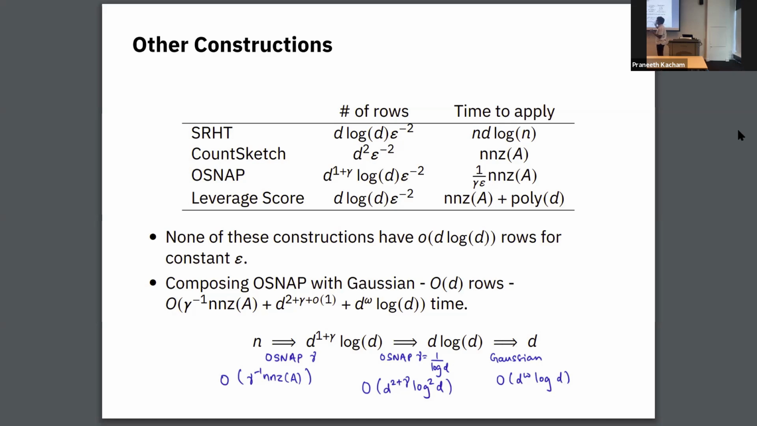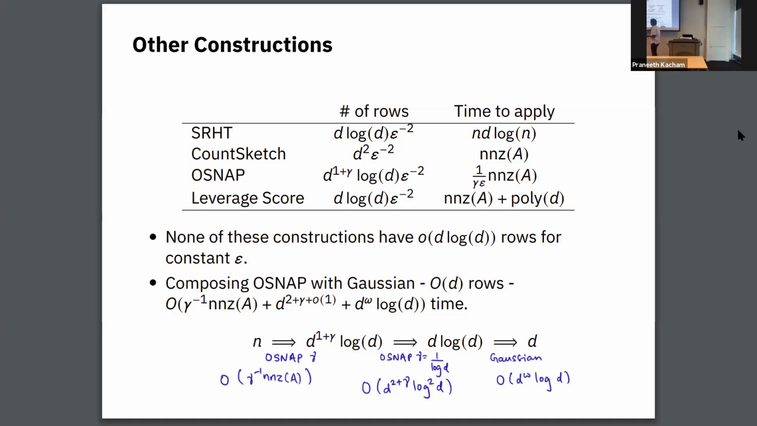So what we can see is none of these have the good property of Gaussians, right? For Gaussians, for constant epsilon, we only needed d rows, but all of these are like d log d rows. But the advantage here is that we can compose the subspace embeddings. I can first apply a count sketch matrix, then compose it with a Gaussian. It would still be a subspace embedding because my constructions are oblivious to the matrix I'm applying it to, right?